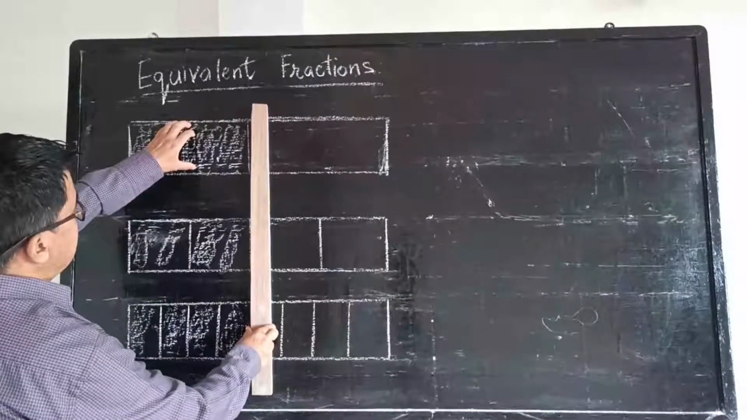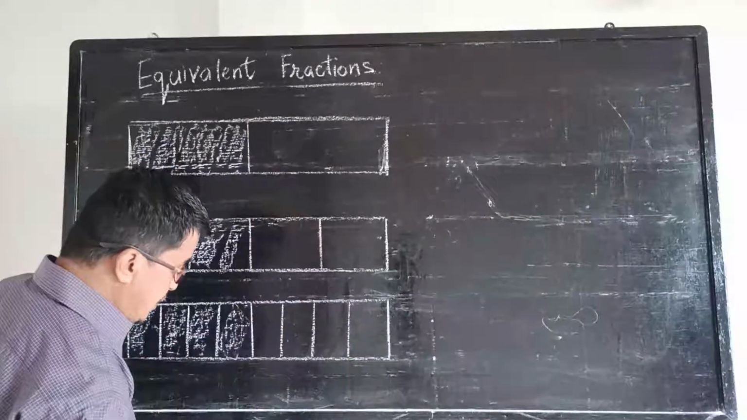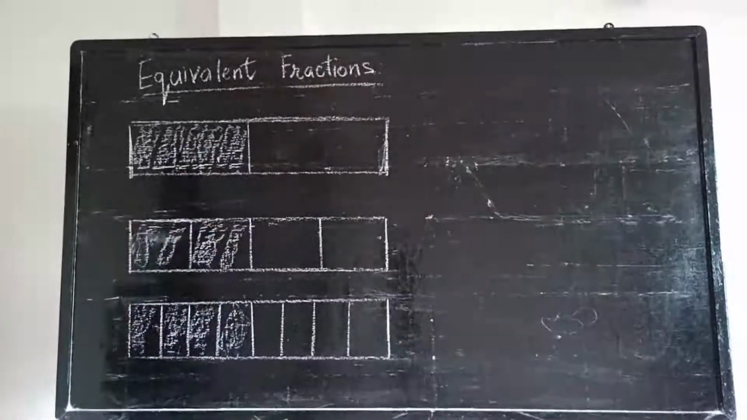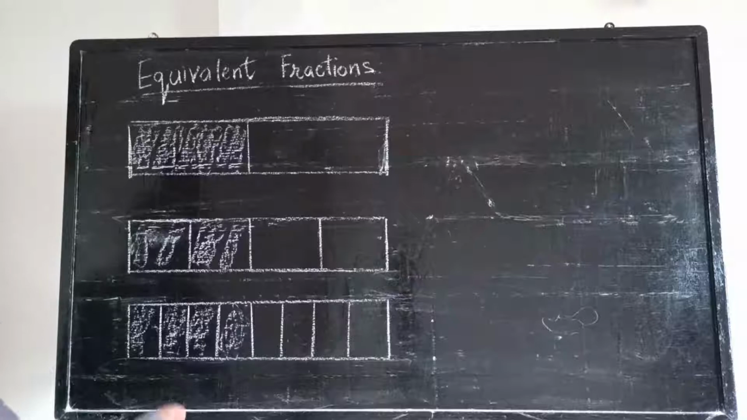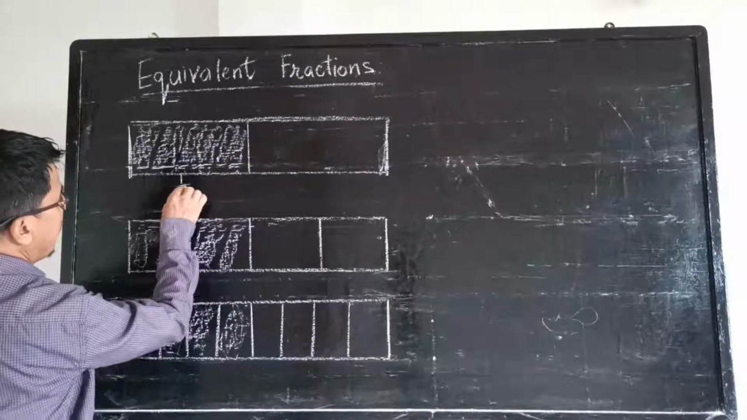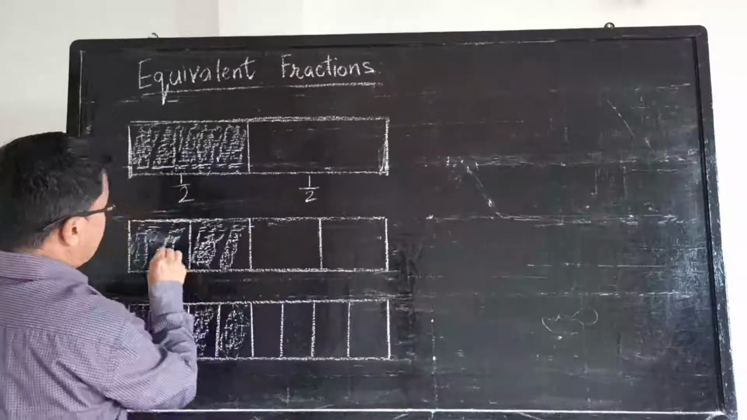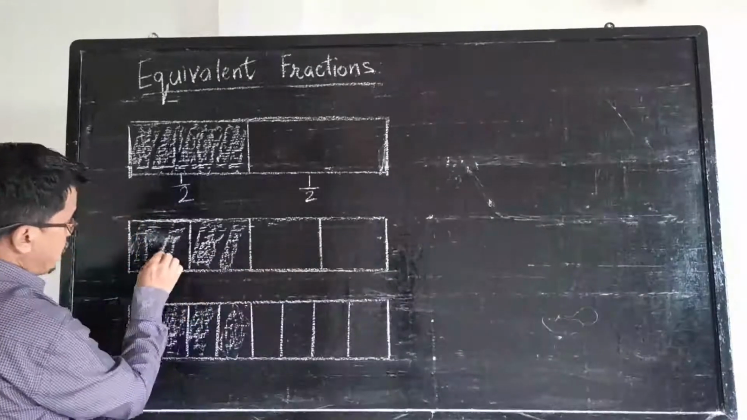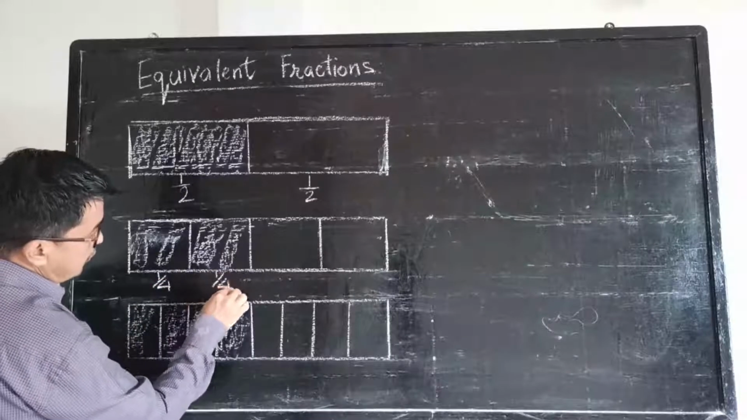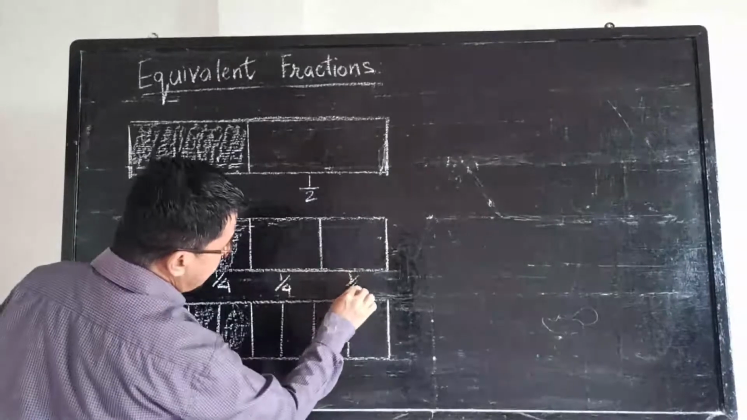Here one part is shaded. Here how many parts? 1, 2. Here 1, 2, 3, 4 parts. So the size of the shaded portion is the same, but it is represented by different fractions. Here, 1 upon how many parts? 1, 2. 1 upon 2. Here also 1 part out of 2 parts. Here 1, 2, 3, 4. This is 1 part out of 4. This also 1 part out of 4. Here also 1 part out of 4.